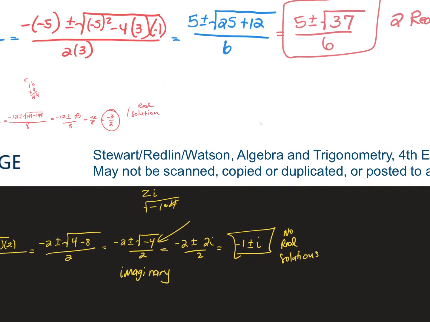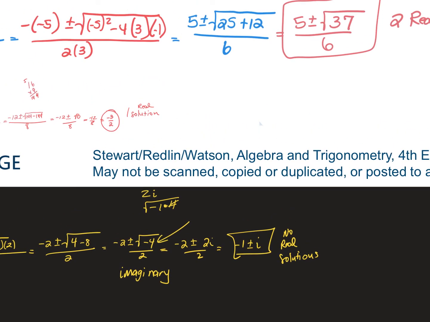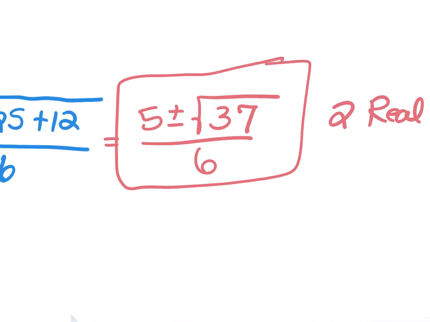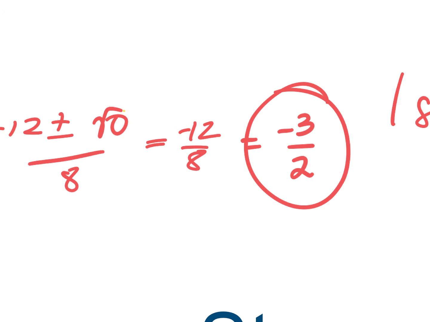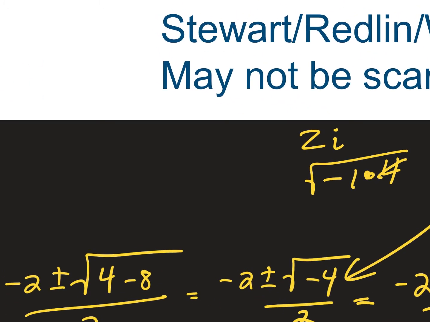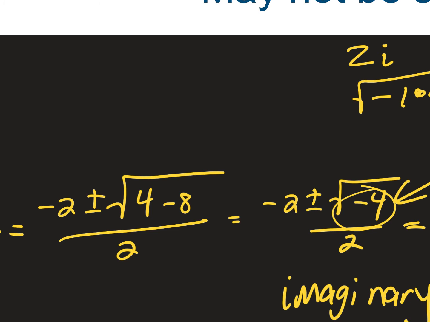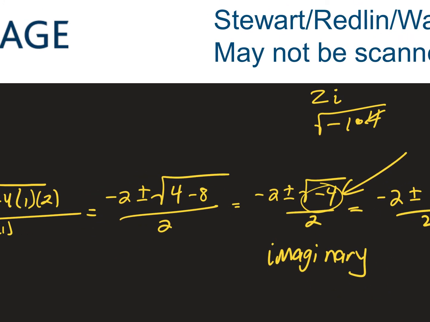Look at our answers. We did 3 problems. How many solutions did I get in the first problem? 2. How many did I get in the second problem? 1. And how many real ones did I get in the third problem? Look at underneath the square root. What kind of a number is 37? Positive or negative? Positive. What did I get under the square root here? 0. And then what did I get here? A negative. When you have a positive number underneath the square root, you'll get 2 real solutions. When you get 0 underneath the square root, you'll only have 1 real solution. And if you get a negative number underneath the square root, you'll have no real solutions. They'll be imaginary.